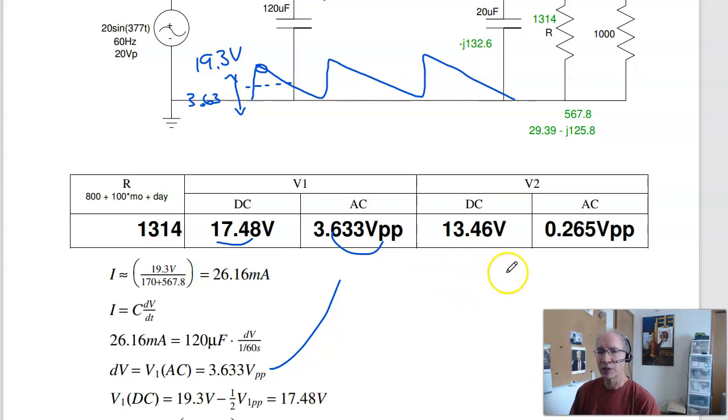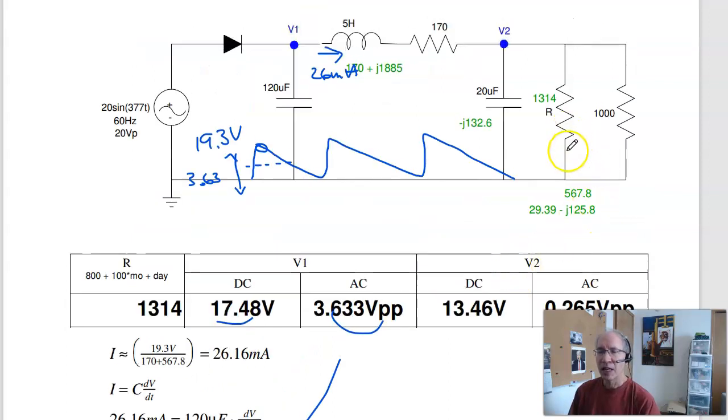Now go on to V2. At DC, this is 567 ohms, the capacitor doesn't matter, the inductor doesn't matter. I've got a voltage divider. 567 over 567 plus 170, R1 over R1 plus R2, times the DC voltage, gives you V2.